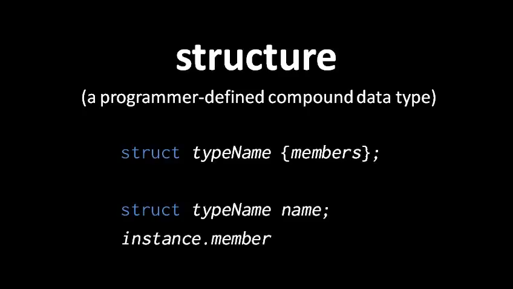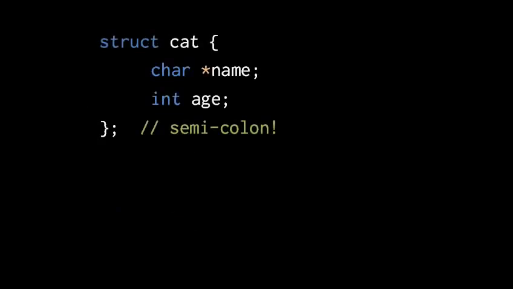The member operator is a dot, and before the dot you put some expression that evaluates into the struct value, and then after the dot you specify the name of the member. So here let's first declare a struct type, which we will call cat, and the cat type will be composed of a char pointer named name and an int named age.